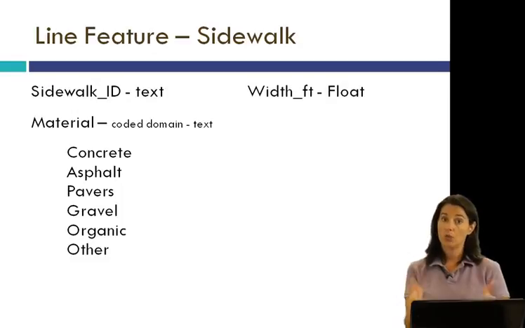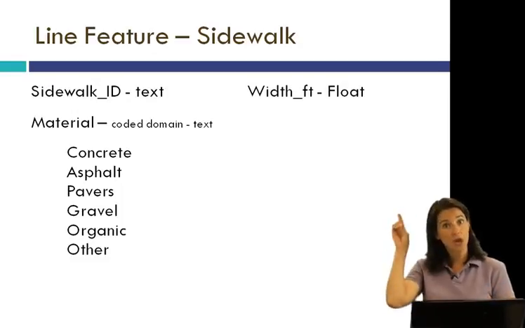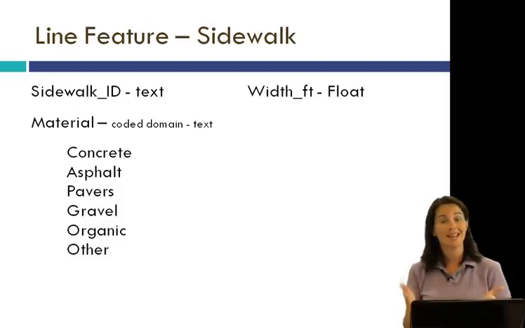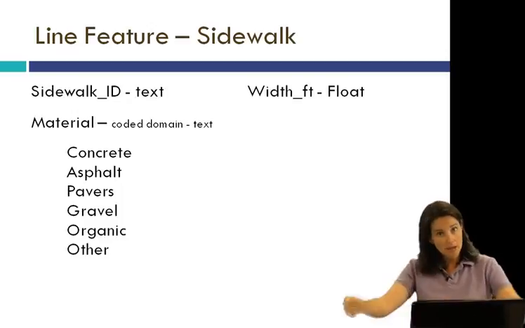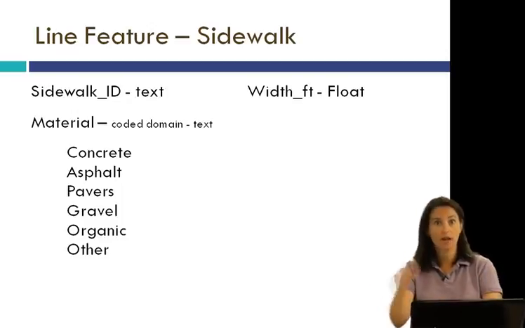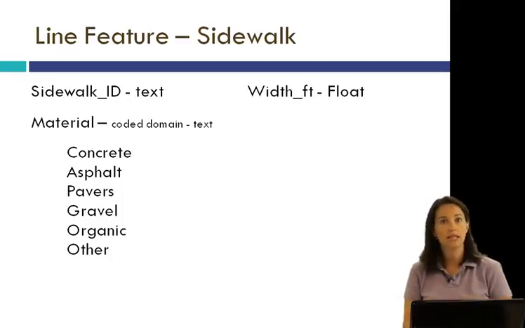We're going to want to type in the width underscore feet. Now notice this is a float. What is a float? A float contains decimals. I'll actually be able to take my measuring tape and measure the width of the sidewalk, and pretty precisely, and then I can put in the width.